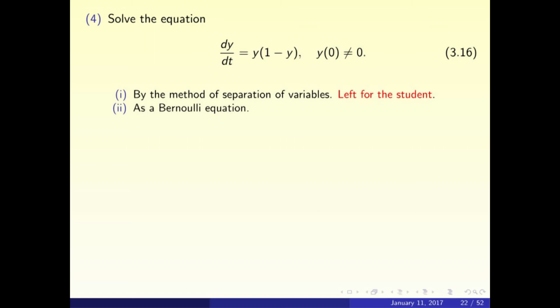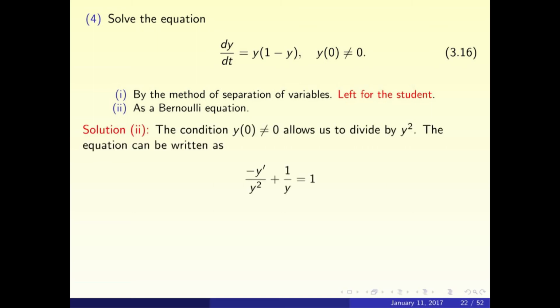So what is the equation? dy by dt equal to y minus y squared. The condition y of 0 not equal to 0 allows us to divide by y squared. So you divide the differential equation 3.16 by y squared and you get minus y prime by y squared plus 1 upon y equal to 1. So that's a nice innocent looking equation.